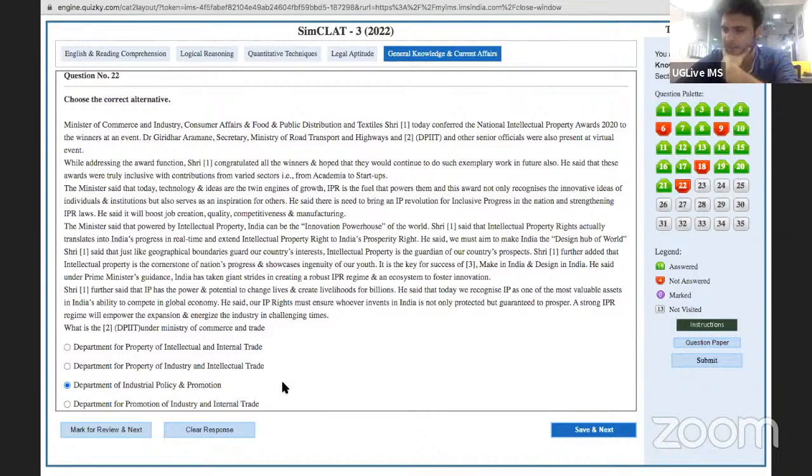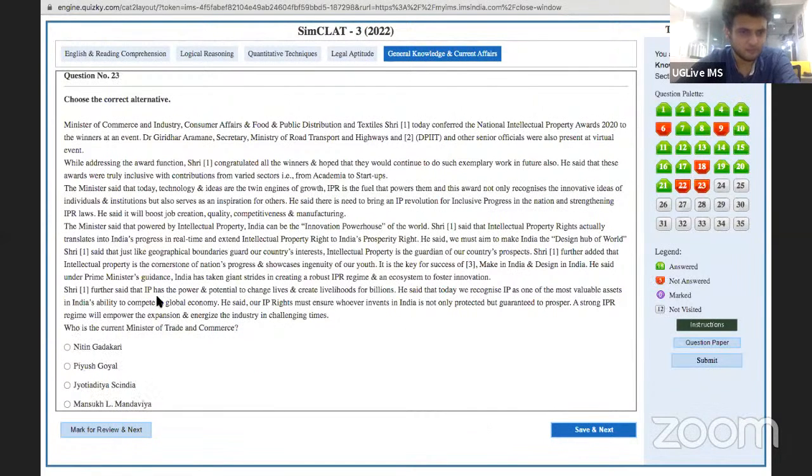Guys, what do you think should be the answer here? Industrial policy and promotion or industry and intellectual trade? Yeah, DPIIT. दोनों में से कोई एक होगा. Intellectual property and trade is from what the passage suggests to me. So logically speaking, I should be choosing B. But I really don't know. So what I'll do is I'll clear the response. I'll move to the next question.